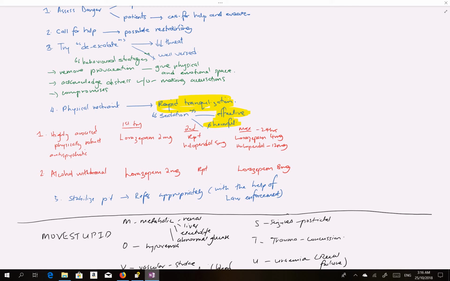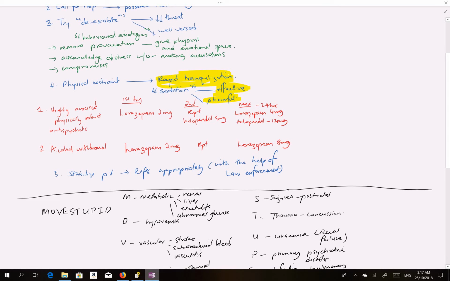For those patients whom you suspect are on alcohol intoxication or alcohol withdrawal, the drug of choice is still lorazepam 2 milligrams. The second try is to repeat, but the only drug of choice in these patients is lorazepam, with a maximum of 8 milligrams.